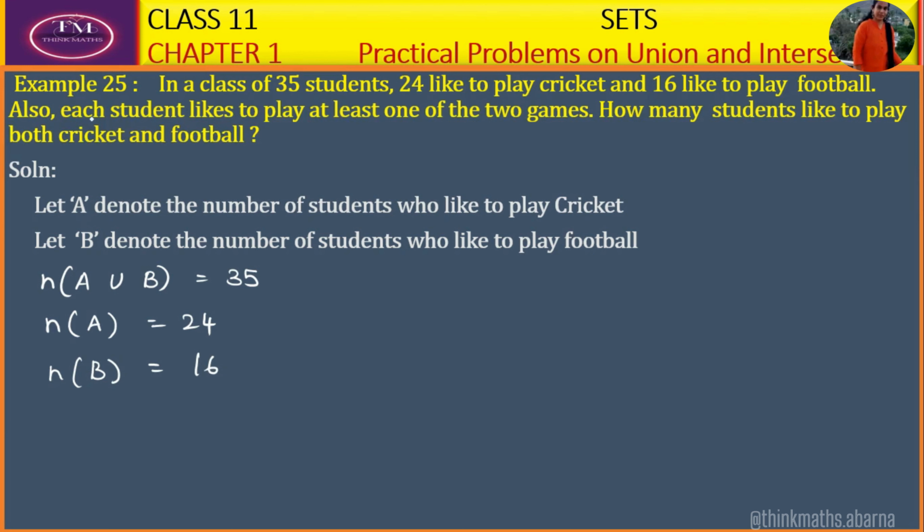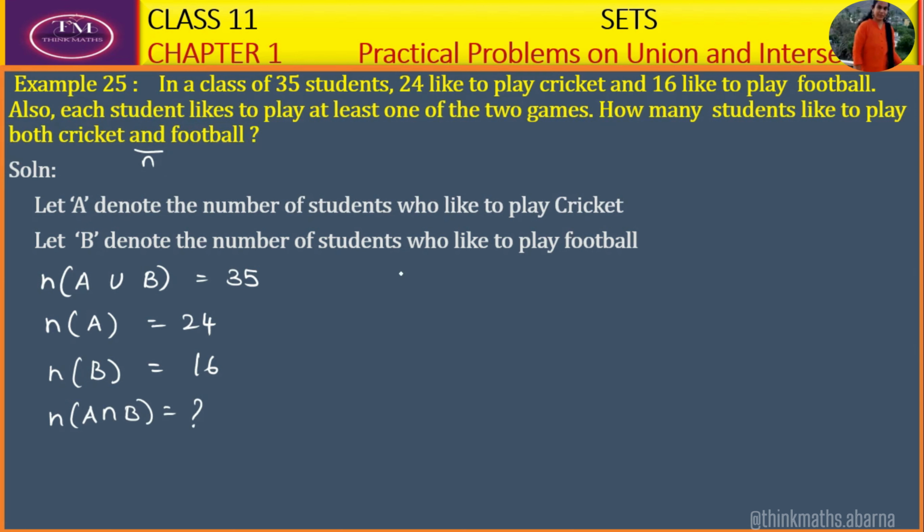Okay. So also each student likes to play at least one of the two games. So that is each student likes to play any one game, either cricket or football or both. So every student plays. Therefore, n of A union B will be 35. Now, what is the question? How many students like to play both cricket and football? So both and means it is intersection. They are asking for n of A intersection B.